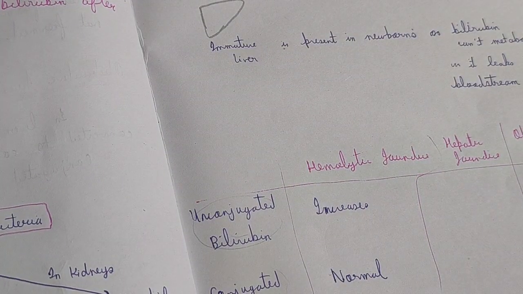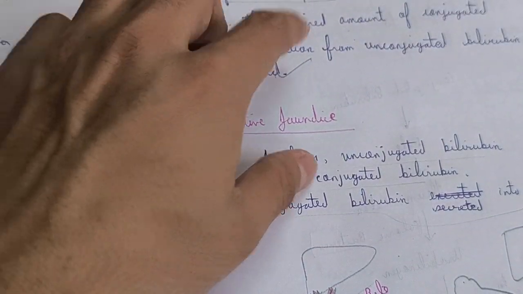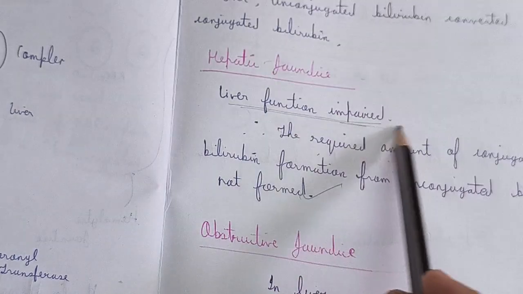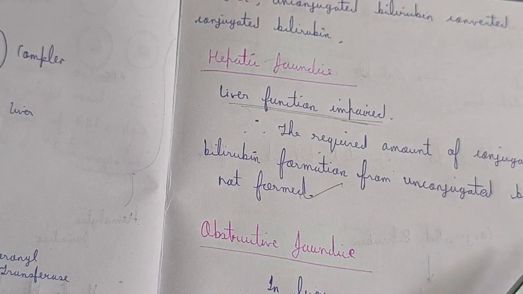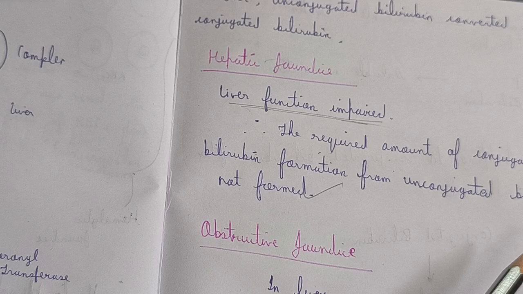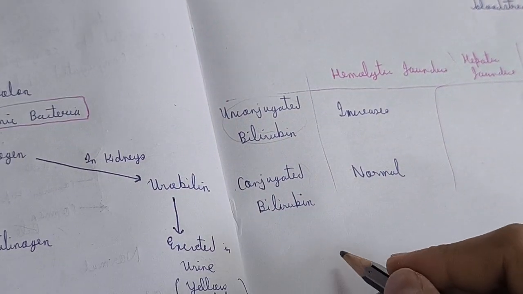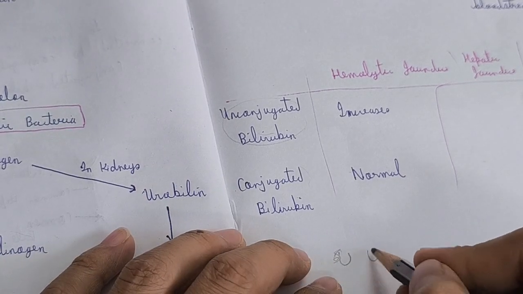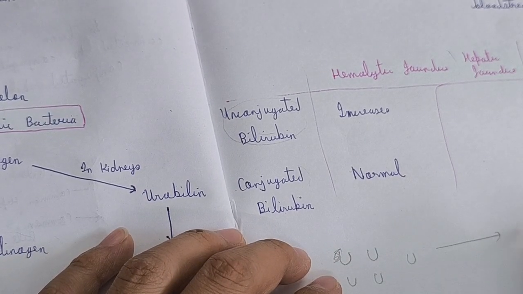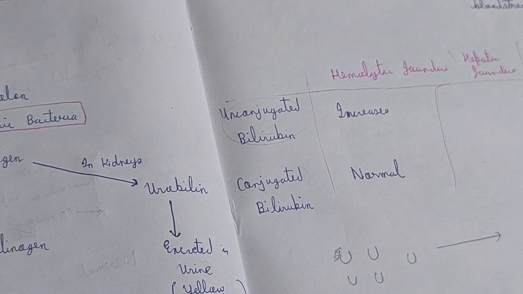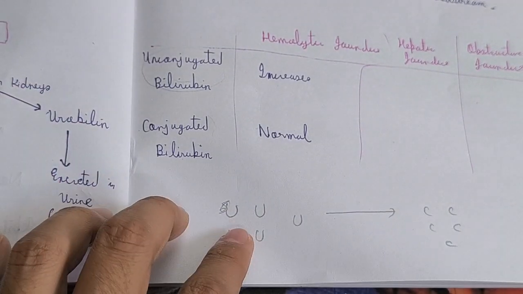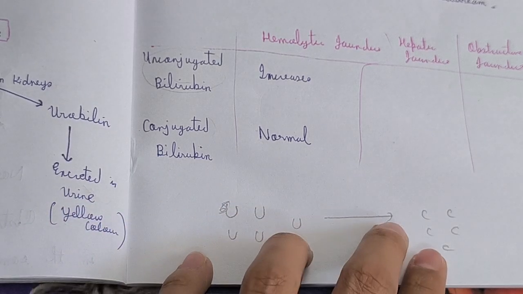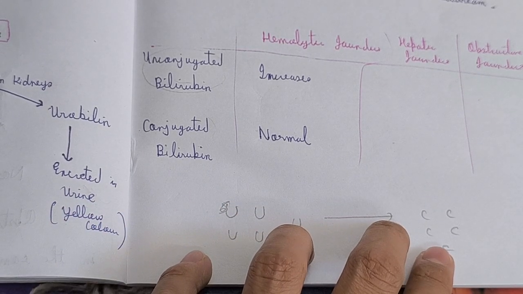Now, in hepatic jaundice, as I mentioned, liver function is impaired. Therefore the required amount of conjugated bilirubin formation from unconjugated bilirubin is not done. Suppose 5 unconjugated bilirubin are there. If the liver is normal, all will be converted into conjugated bilirubin. So these are the 5, and if the liver is normal, all will be converted into conjugated bilirubin.